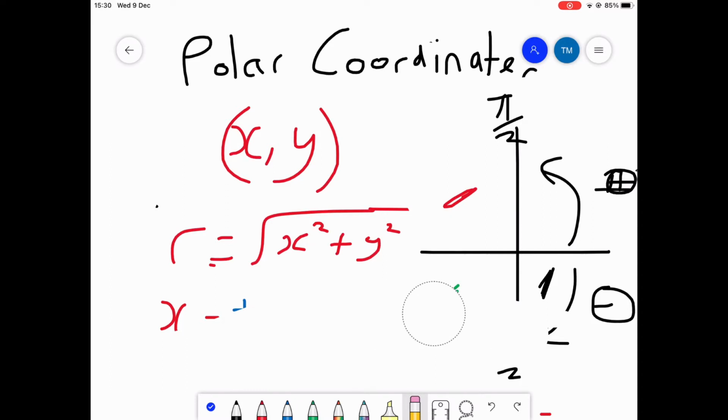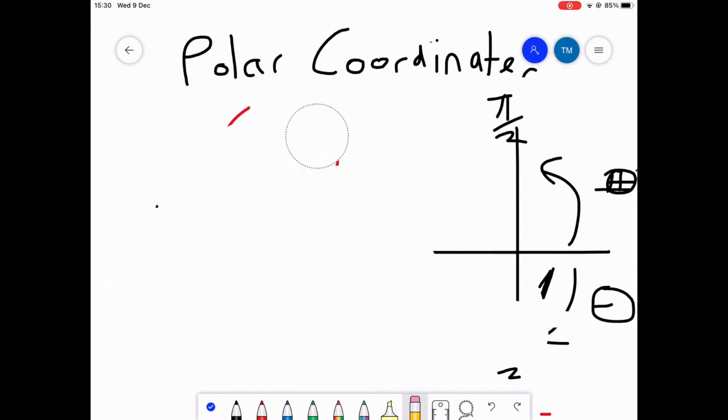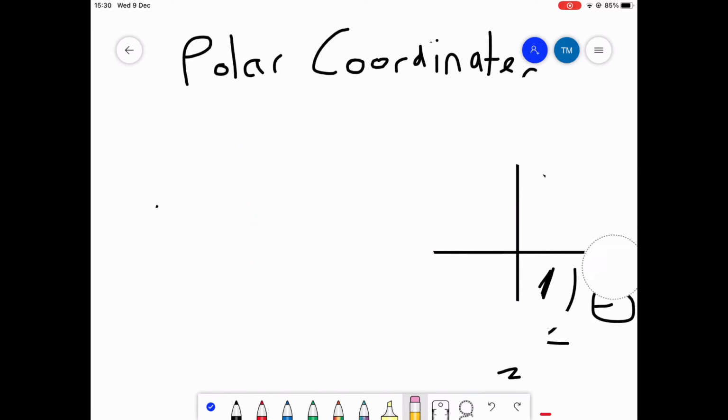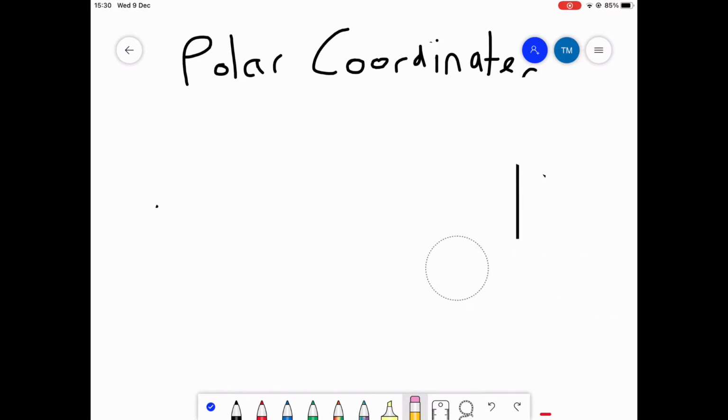There's obviously more stuff you can do with polar coordinates. You could sketch polar graphs. Polar coordinate graphs actually look really cool. I'll do them in another video. But for now, I just want to leave you with one more thing.